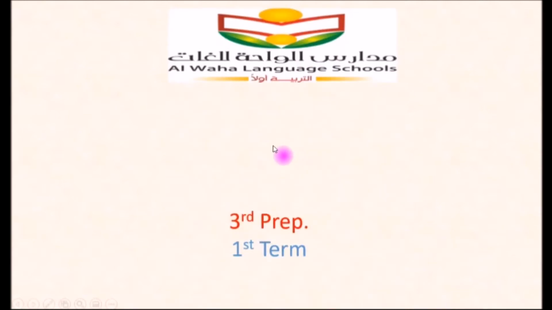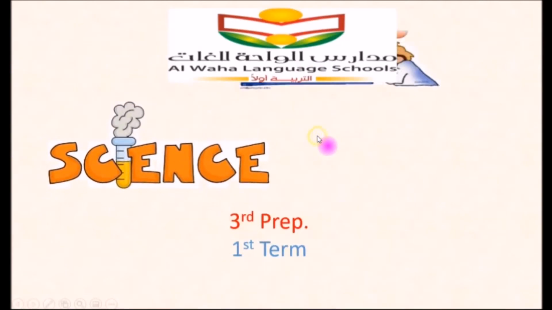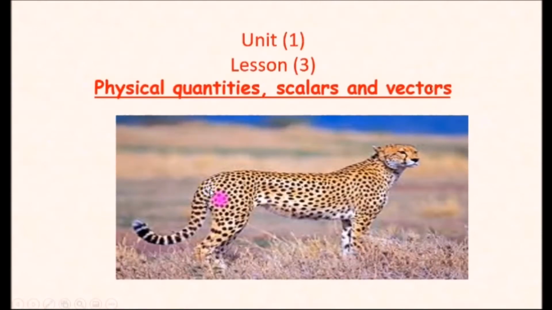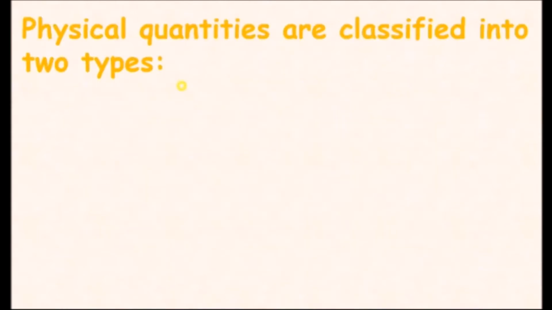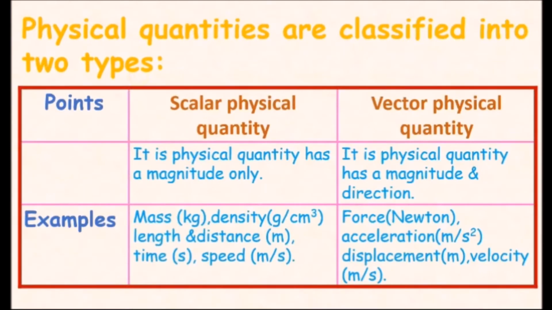Today we will talk about the third lesson in Unit 1, which is called Physical Quantities, Scalars and Vectors. Firstly, we need to classify the physical quantities such as time, speed, distance, acceleration, and so on into two types: scalar physical quantity and vector physical quantity.